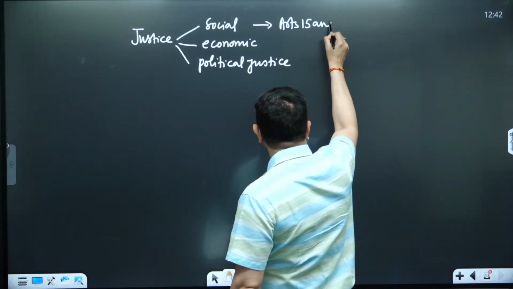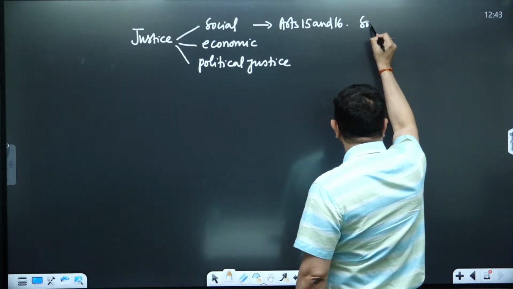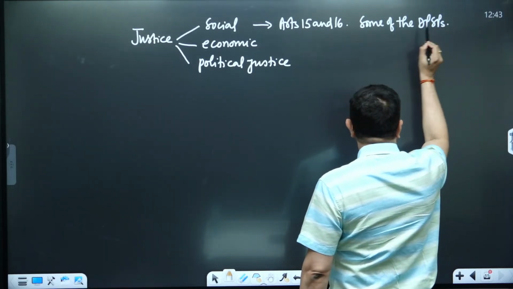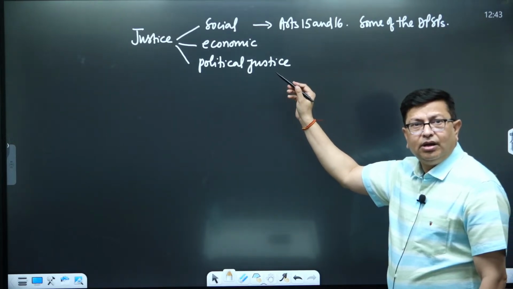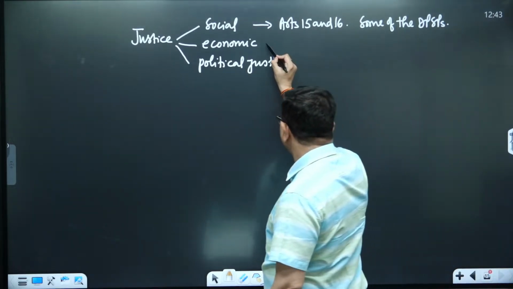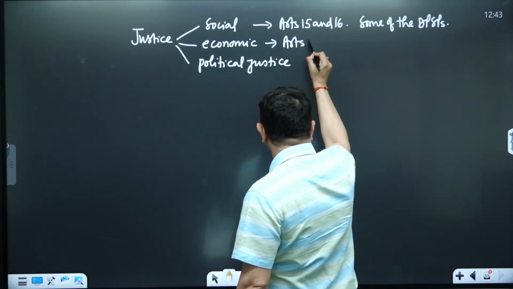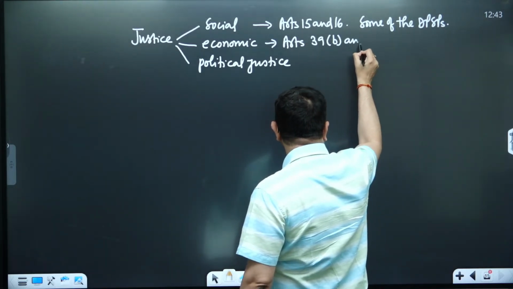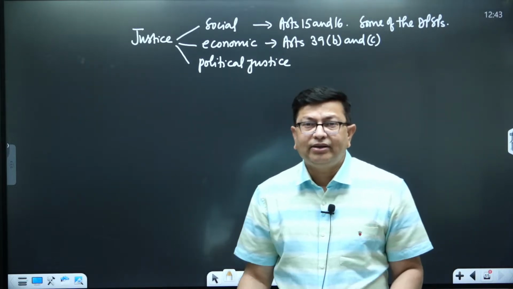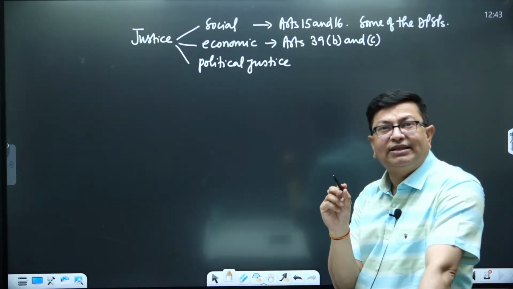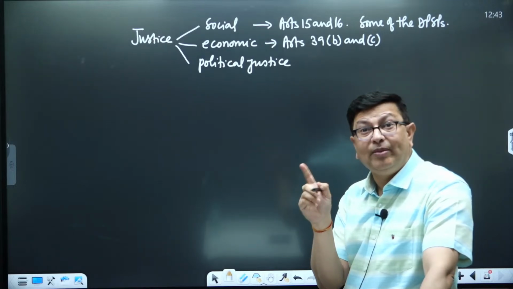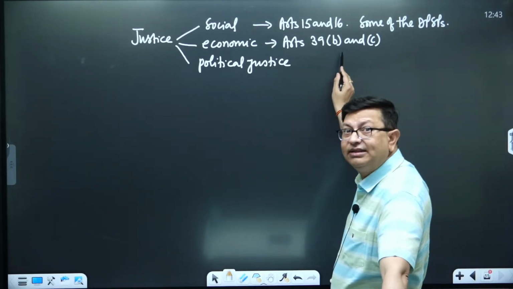So, Articles 15 and 16, then some of the directive principles of state policy, they aim to achieve the end of social justice. Then economic justice is to be attained through Article 39 clauses B and C. Such questions will be expected in the prelims examination, asking which of the following statements is correct, or which articles of the Constitution aim to achieve the end of economic justice. Articles 39 clauses B and C.